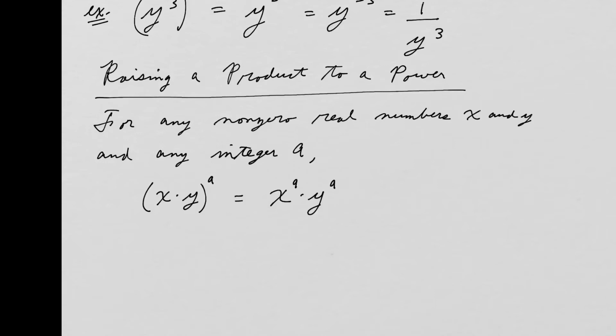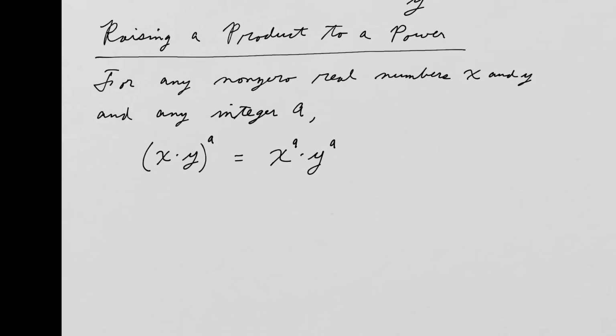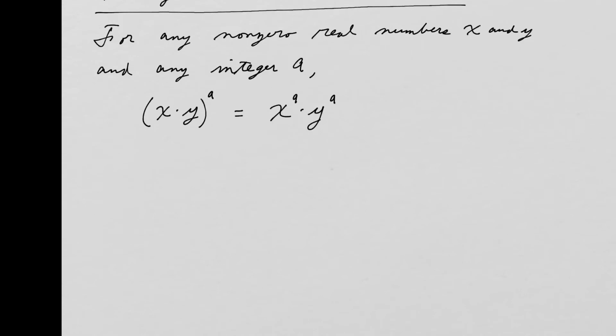That's the rule. In this case, I'm doing it with two factors, but it can be any number of factors. So if I had, say, x times y times z times w raised to the a, then this would just be x to the a times y to the a times z to the a times w to the a. So it extends no matter how many factors you have.